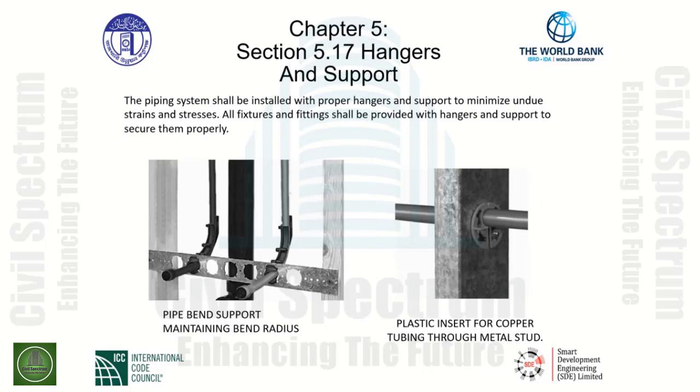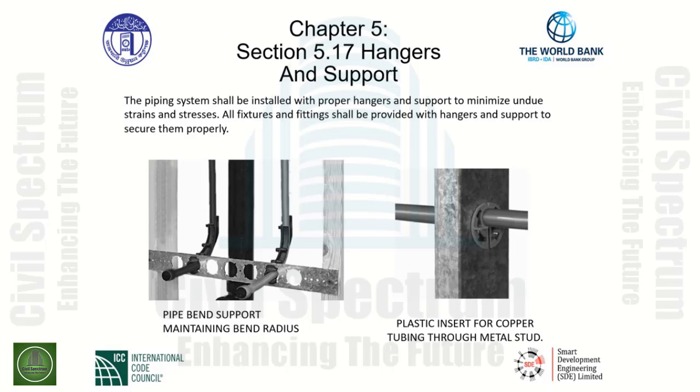Section 5.17, Hangers and Support. The piping system shall be installed with proper support hangers and support to minimize undue strains and stresses. All fixtures and fittings shall be provided with hangers and support to secure them properly. Now, securing and supporting not only supports the pipe weight itself, but also the fluid contents within the piping system. In this case, we are talking about water supply and water distribution piping systems.